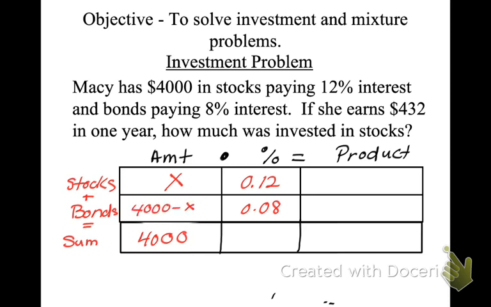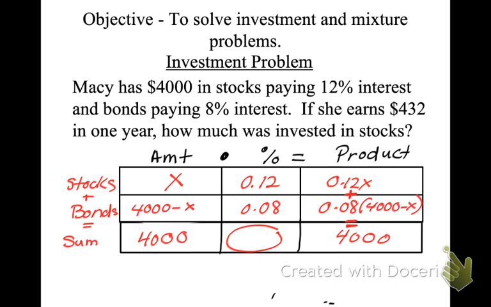Okay, and I'm multiplying across, and I get 12 hundredths X, and I'm multiplying across, and I get 8 hundredths times 4,000 minus X. And then I don't have a percent that I'm multiplying that 4,000 by, so I just put the 4,000 across. So that becomes my equation.